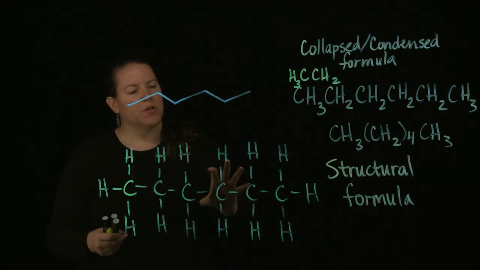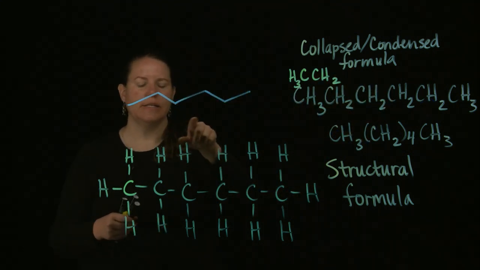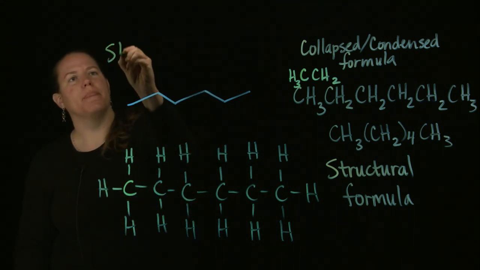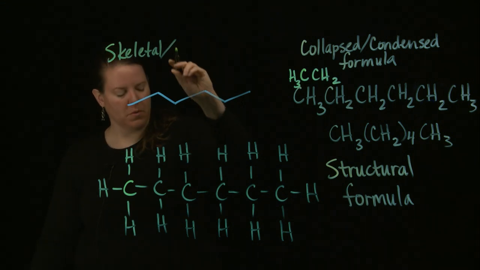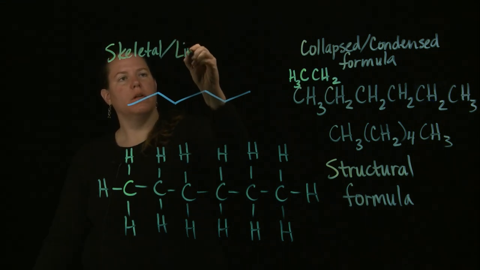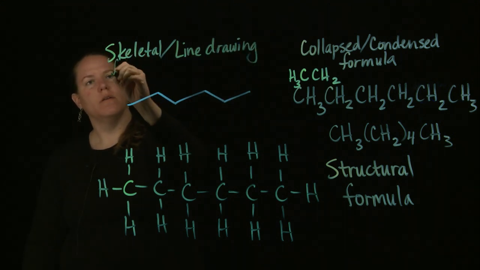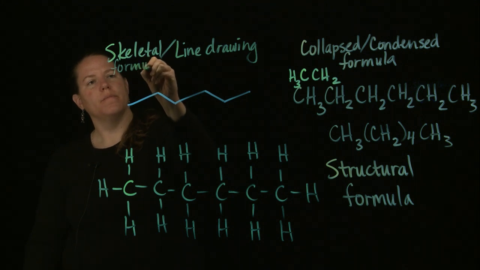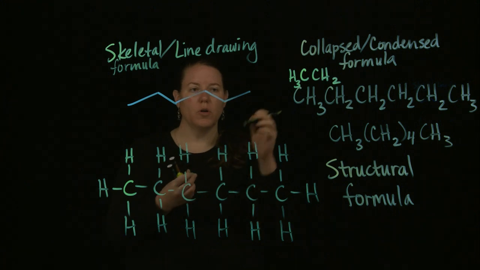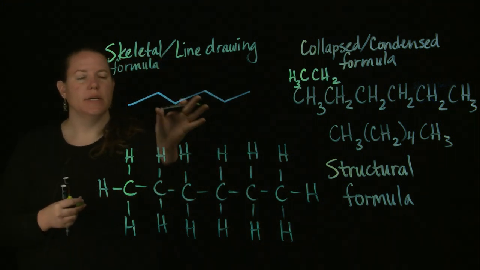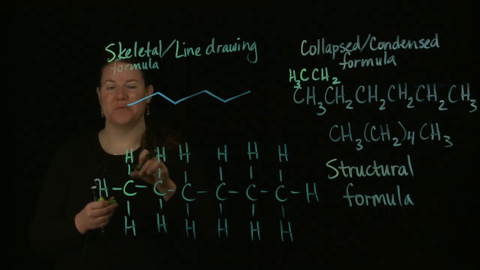How do we get from structural formula to collapsed or condensed formula to this? This is called a skeletal formula, or a line drawing. Okay? I'll write it like this. All right. What does this show? This thing right there. Also, just in case you hadn't noticed, shows 6 carbons. That's the crazy thing about it. It shows 6 carbons as well.